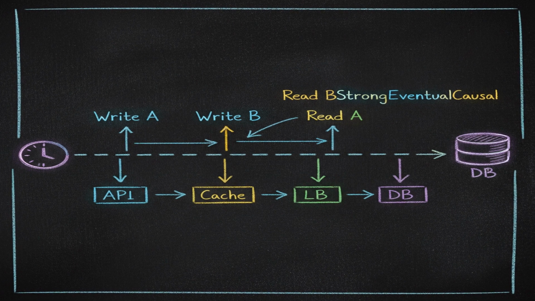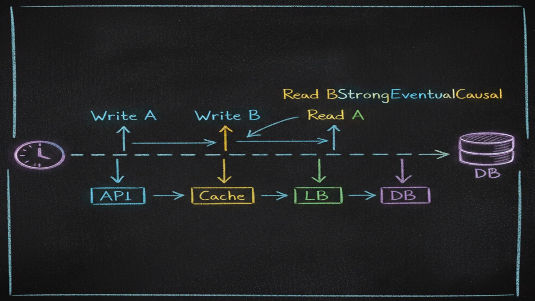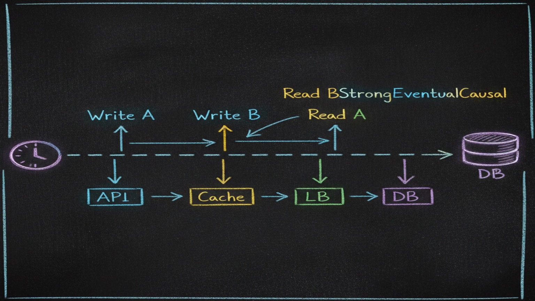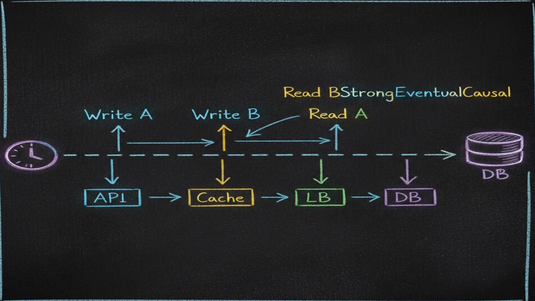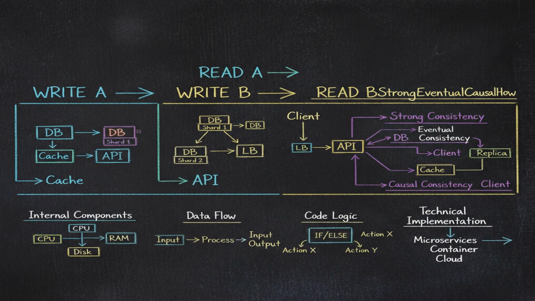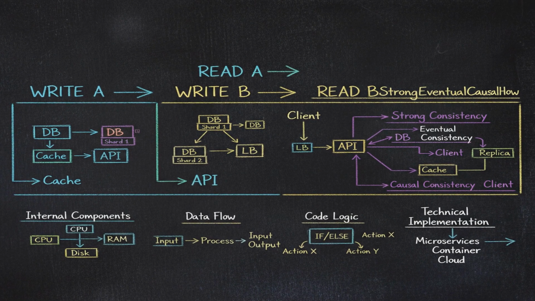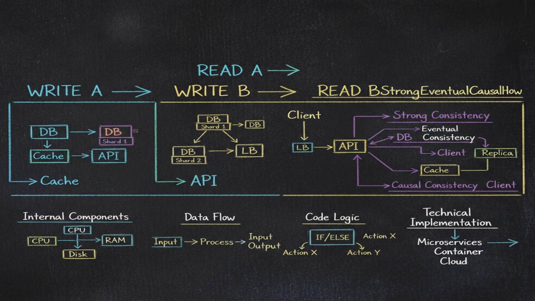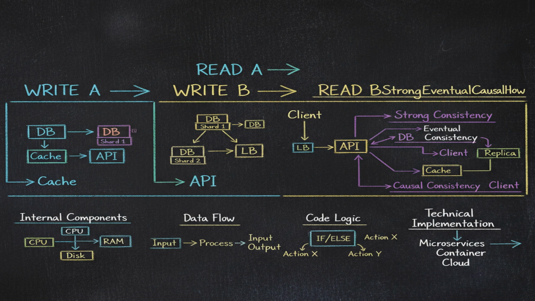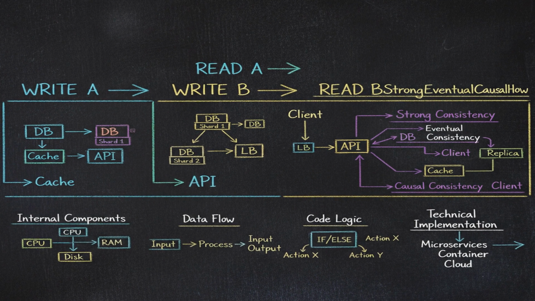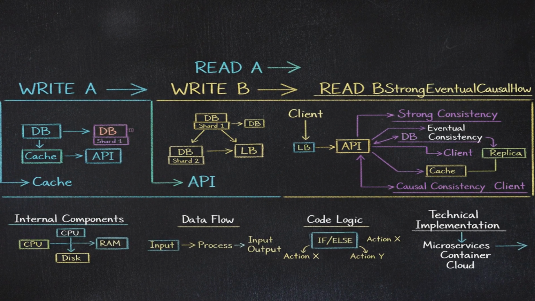Consistency models define how data is made consistent across replicas. Strong consistency guarantees that a read operation will return the most recent write. Eventual consistency guarantees that if no new updates are made to a given data item, eventually all accesses to that item will return the last updated value. Causal consistency preserves cause and effect relationships.